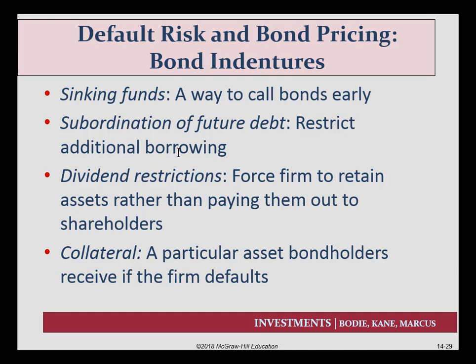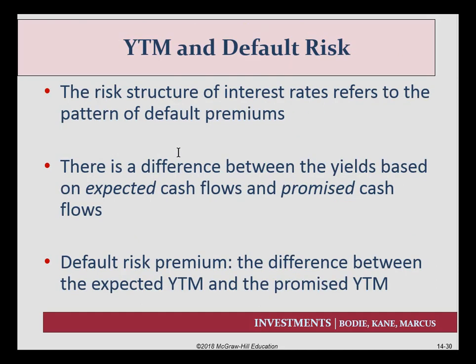Frequently we do this, the types of bonds are going to be more of a secured bond, right? They're going to have things like mortgages and portfolios and maybe equipment as collateral for the bonds. So in the end, if you think about what's the connection between yield to maturity and default risk, the risk structure of interest rates refers to the pattern of these premiums. What does that yield spread look like?